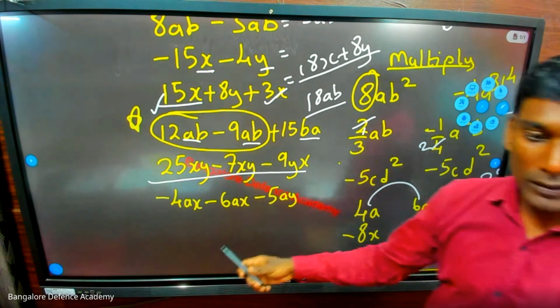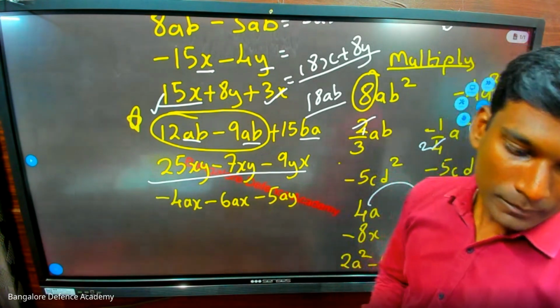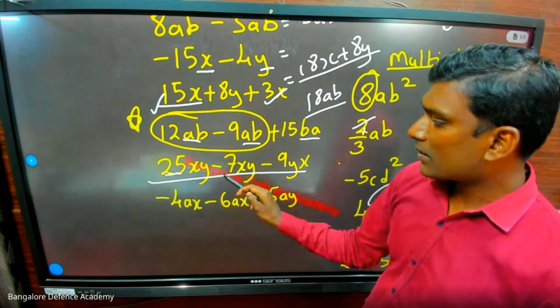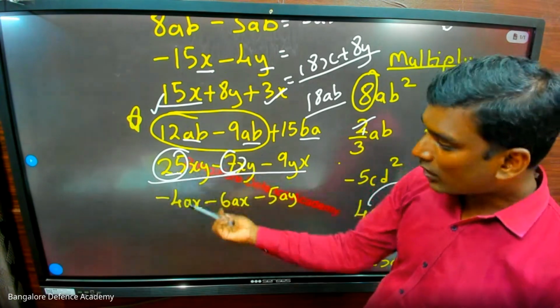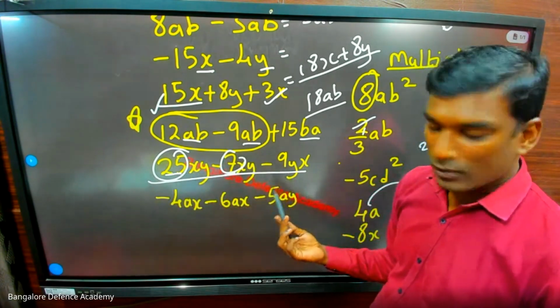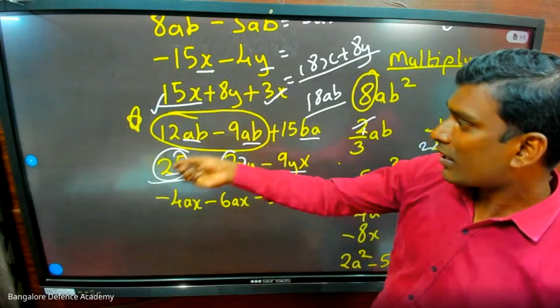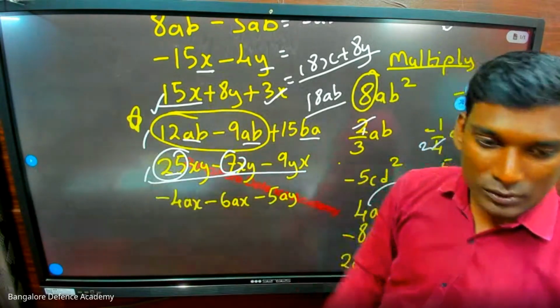See, look here. You have 25 minus 7. First you do 25 minus 7. Then whatever answer you get, you do minus 9. So you do this once again, the last three questions.